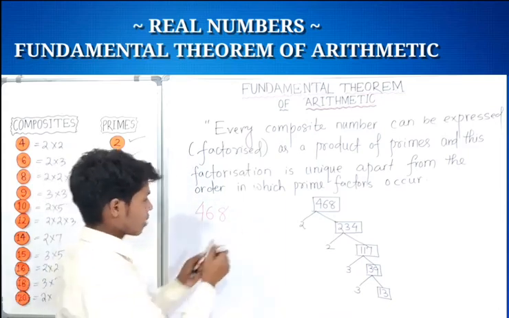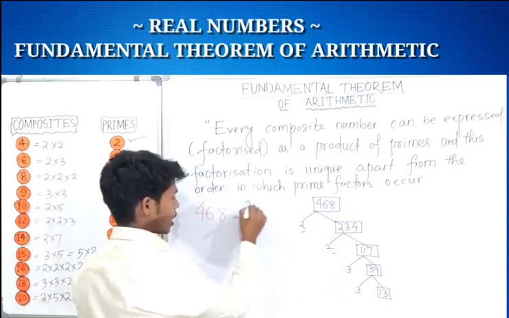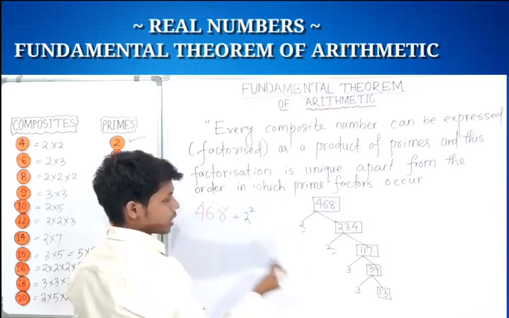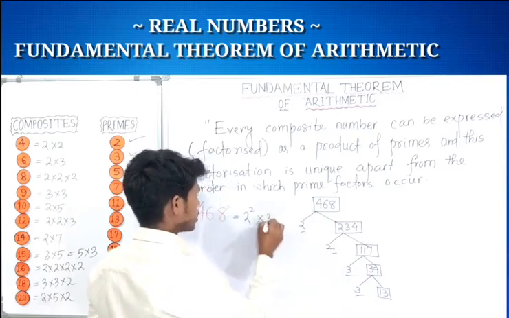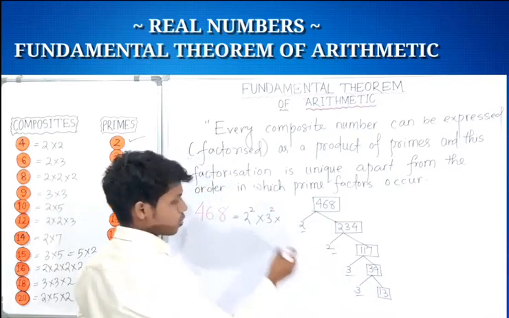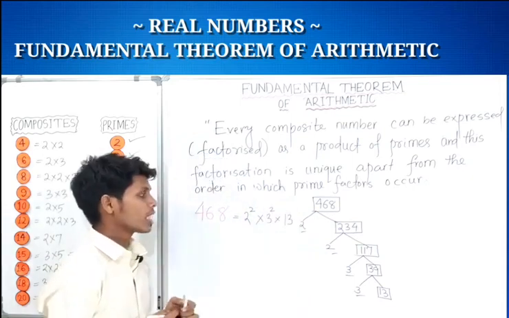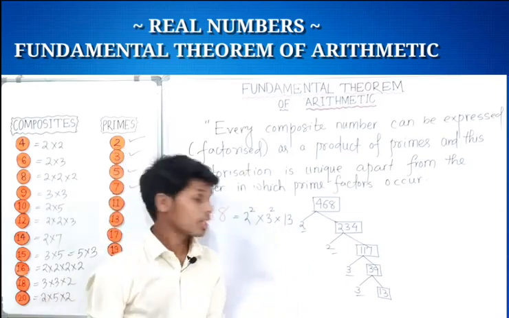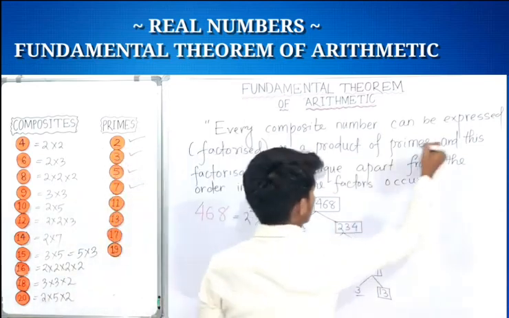So 468 can now be written as, there are 2 twos, so we can write it as 2 squared. Next multiplied, there are 2 threes, so 3 squared, into one number last, it is 13. So 468 can be expressed as the product of primes. Here 2, 3 and 13, each of them are prime numbers. So up to this it's clear.